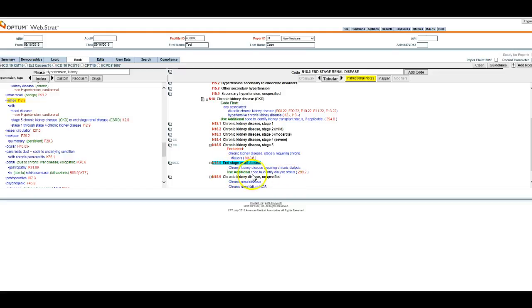We have another note here, okay? Code to identify dialysis status. So first we're going to pull this code, N18.6, and this is going to be my primary code or my first listed code because this is the main problem that the patient has.